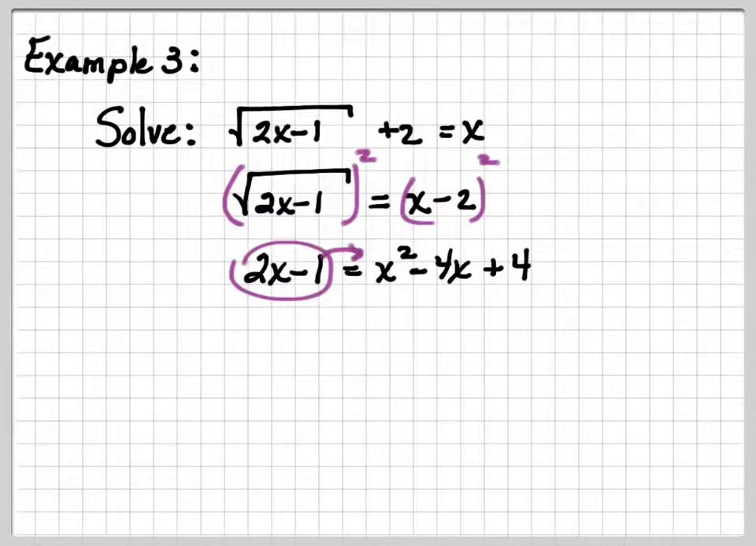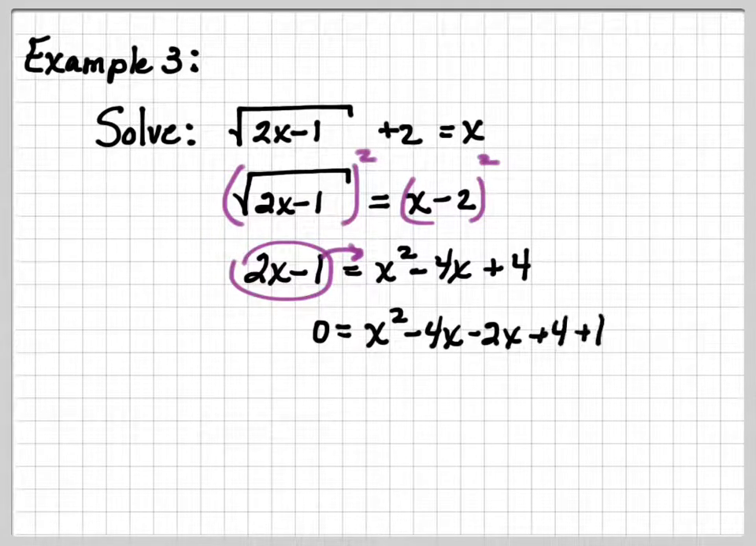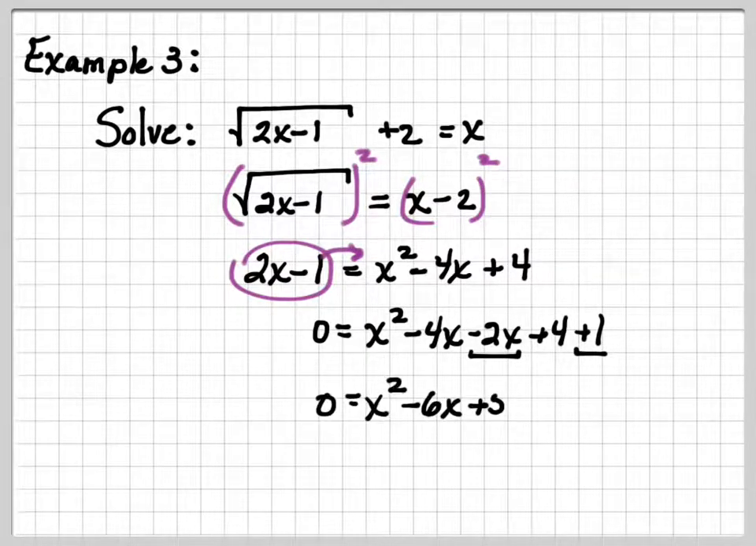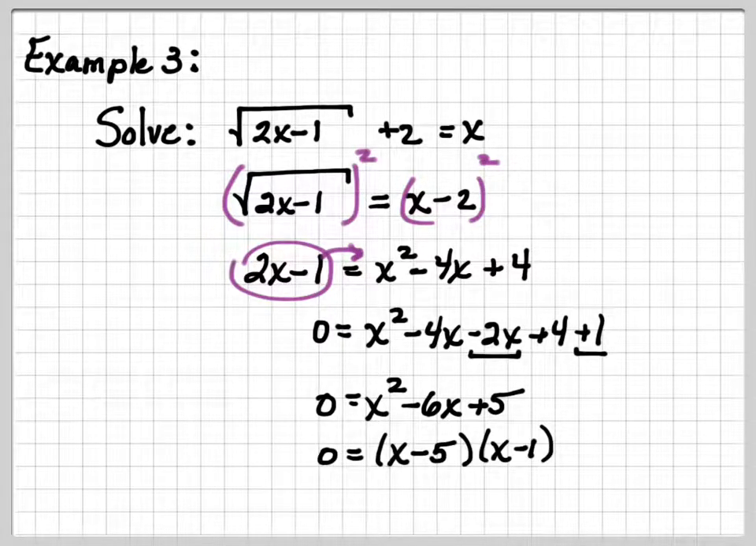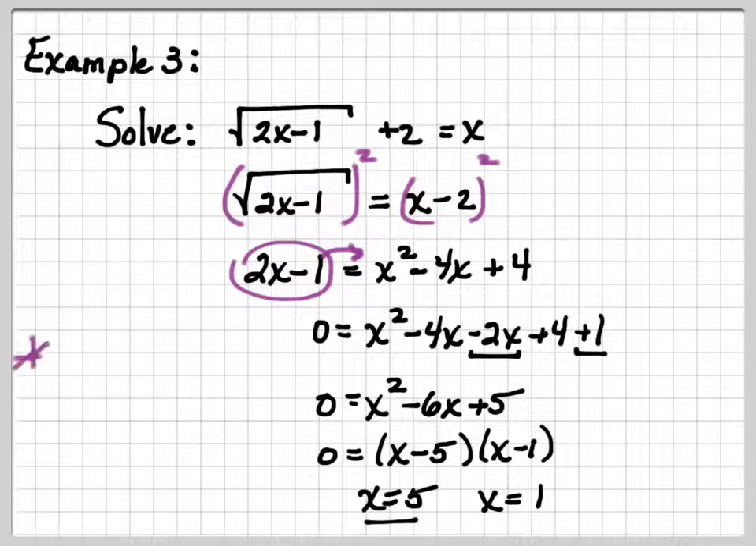Now I want to move these guys over to the right-hand side because I need to set the whole thing equal to 0. So I'll have 0 equals x squared minus 4x minus 2x plus 4 plus 1. And when I put those together, because I've moved my 2x plus, minus 1 and made it minus 2x plus 1, so 0 equals x squared minus 6x plus 5, or x minus 5 times x minus 1, which gives me x equals 5 or x equals 1. So there's my possible solutions here.